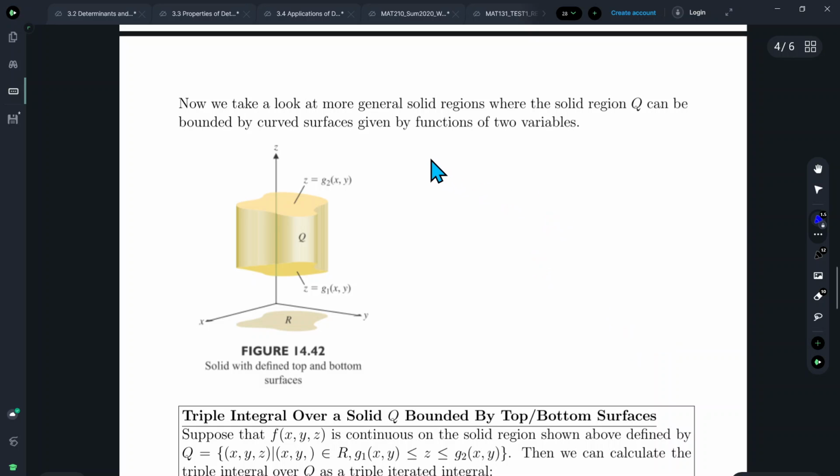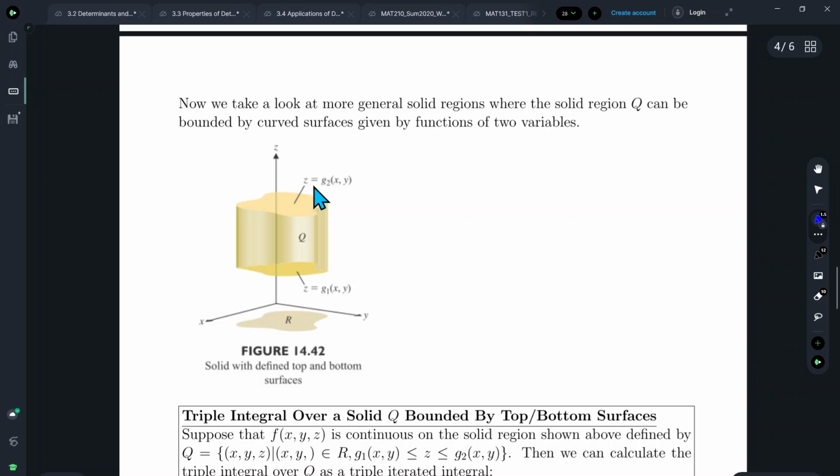Okay, so now we're going to take a look at how to set up triple integrals for more general solid regions, where the solid region Q can be bounded by curved surfaces described by functions of two variables. So the solid region Q can be oriented in different directions, but we're only going to look at the specific case where the top and bottom boundary for Q is described by functions of x and y.